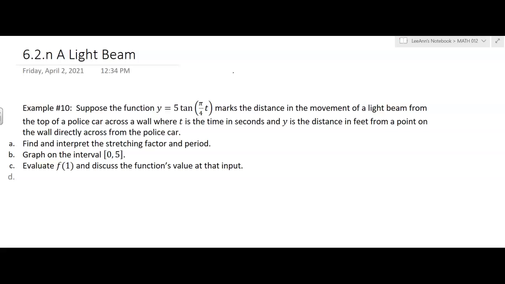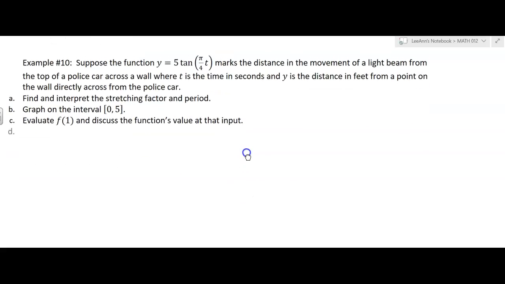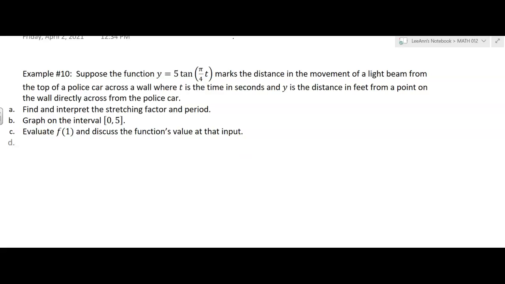Okay, so a light beam. Suppose the function y equals 5 tangent pi over 4t marks the distance in the movement of a light beam from the top of a police car across a wall, where t is the time in seconds and y is the distance in feet from a point on the wall directly across from the police car.